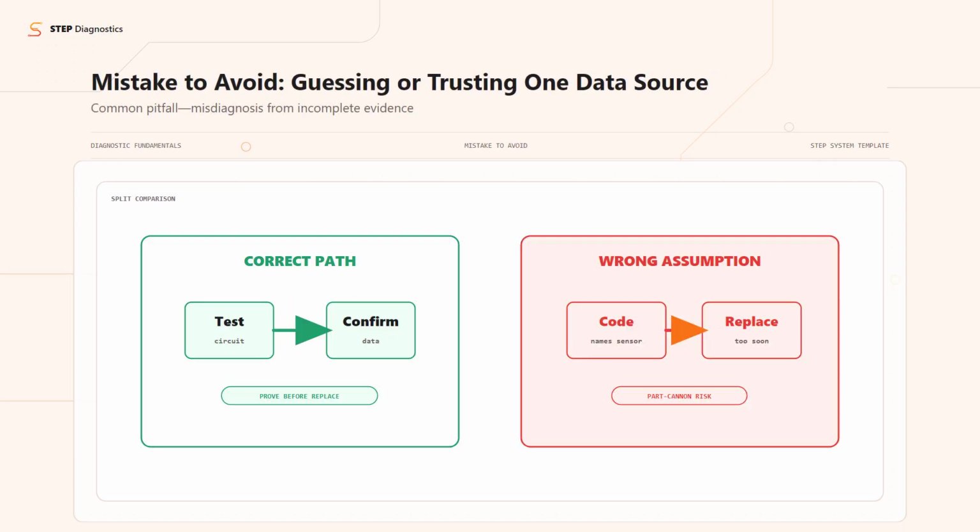Don't replace parts based on a single SCAN value or even a single local measurement. Mismatches are often caused by circuit issues, shared references, or even module translation errors. Always triangulate SCAN data, direct measurement, and symptom for proof.